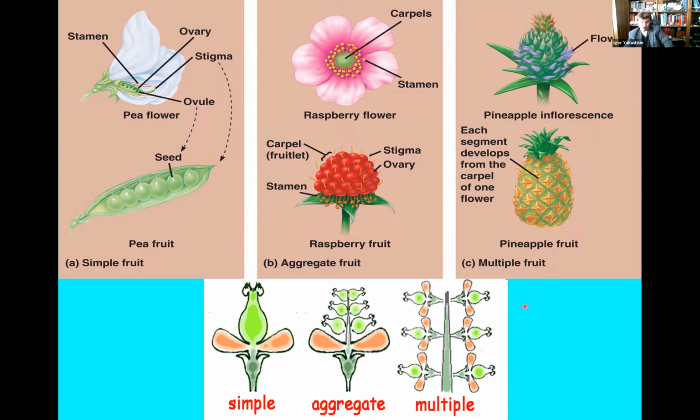Now, multiple fruits. Multiple fruits, now we're looking at multiple flowers, multiple ovaries, multiple seeds. Pineapple would be a great example. Also, we'll talk about the figs. I live in Friendswood. Friendswood started as a fig farm, right? So figs, as well as something known as a mulberry. Not many people know what mulberry is, even though I've seen some mulberry trees around here.